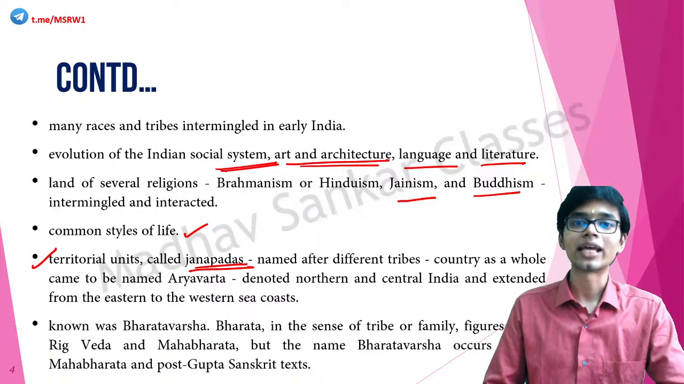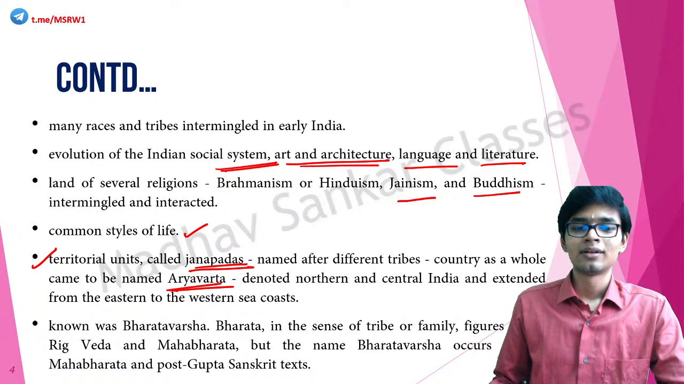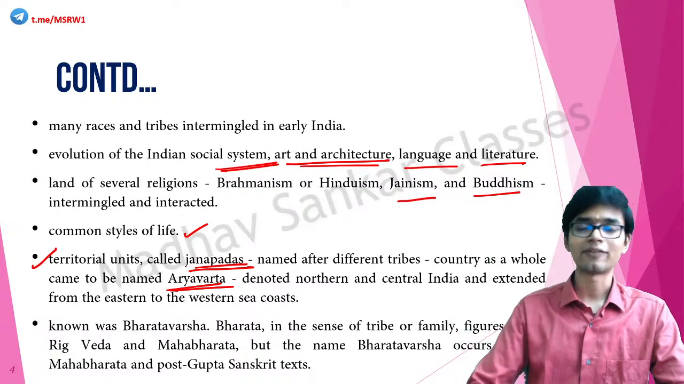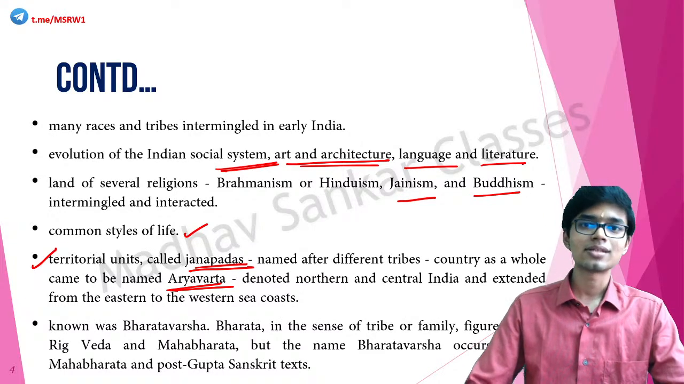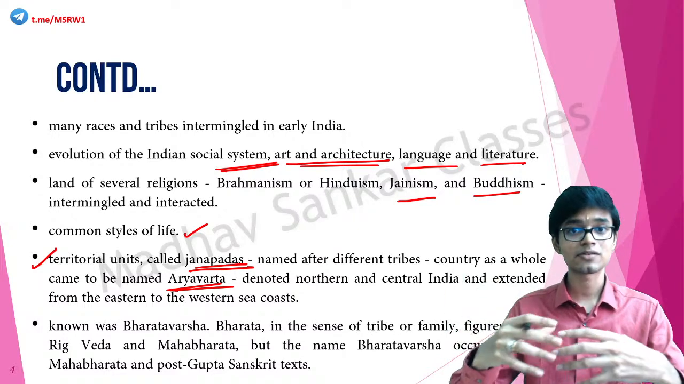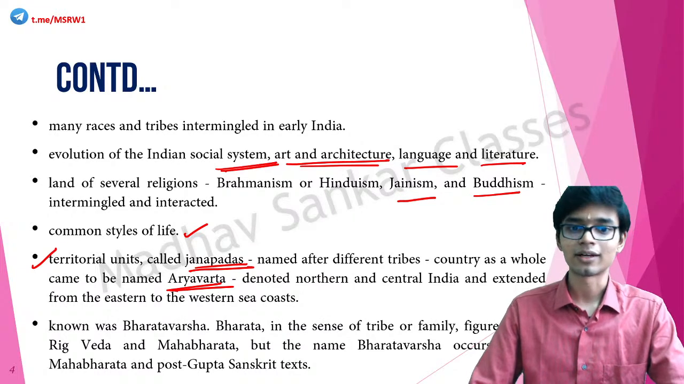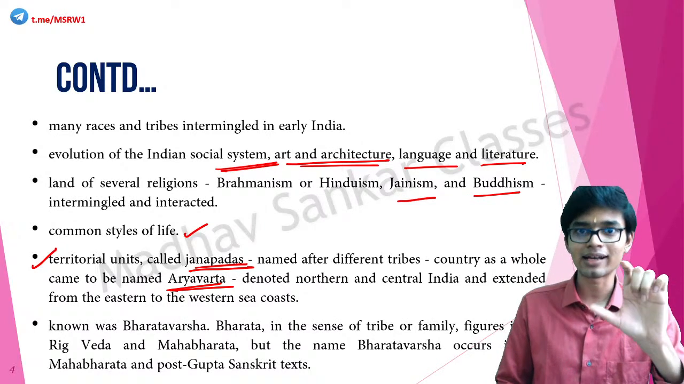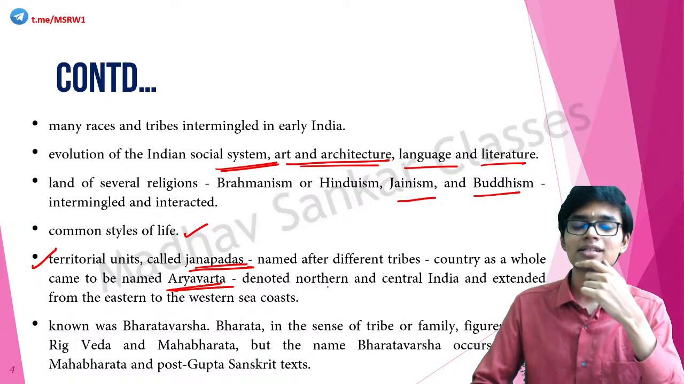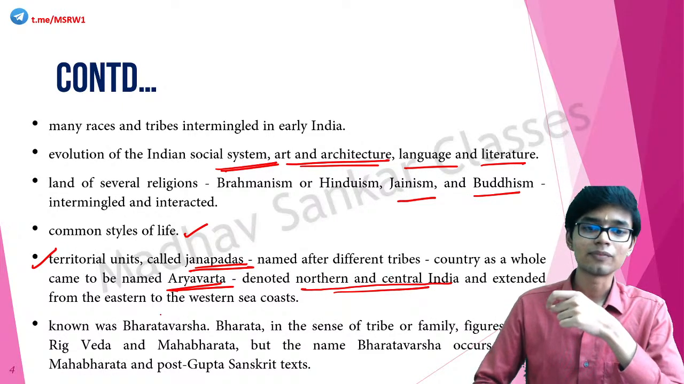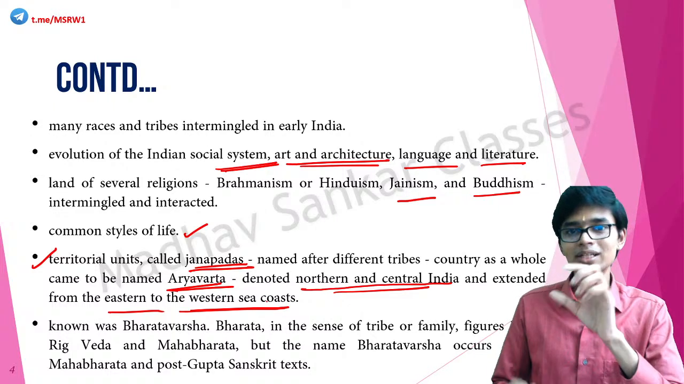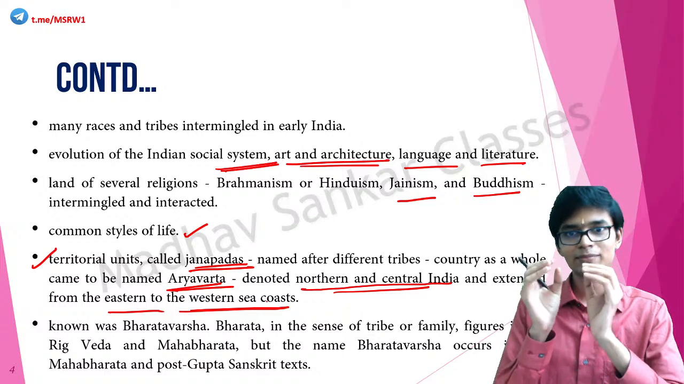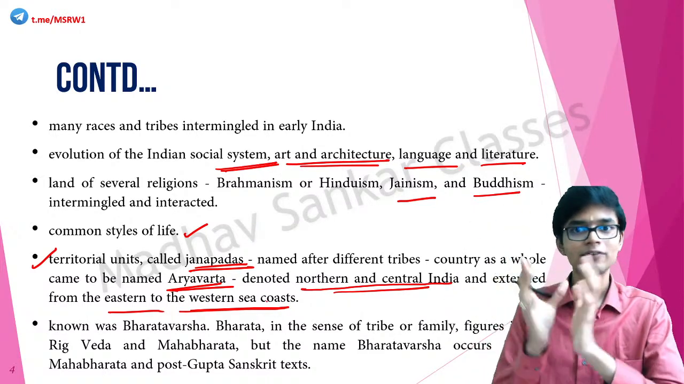The country of India as a whole came to be known as Aryavarta at some point of time. Why? Obviously because of the influence of Aryans. Aryans came to India at a particular point of time, after the Indus Valley civilization collapsed. Since the arrival of Aryans and the language of Sanskrit starting to spread, India came to be known as Aryavarta. This term in history is not used to represent India as we know it today. It has been used to denote northern and central India, extending from the eastern to the western sea coasts. So South India is not a part of Aryavarta.